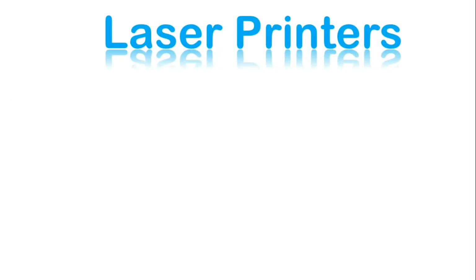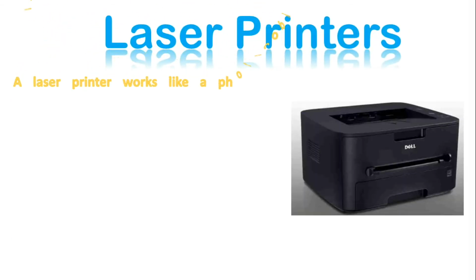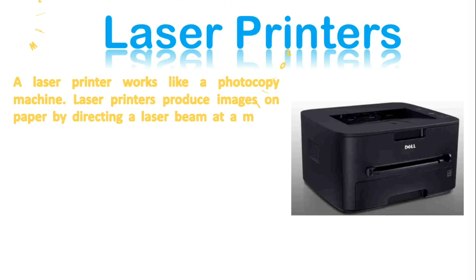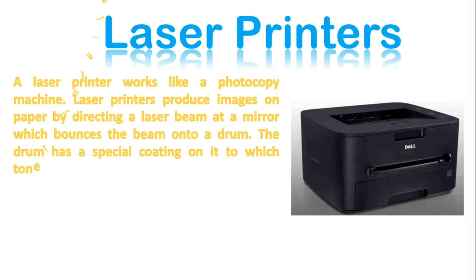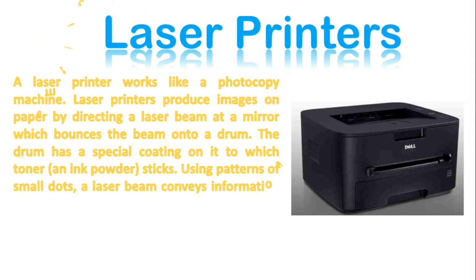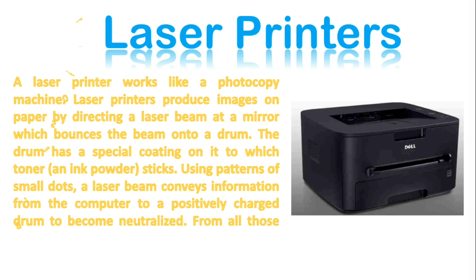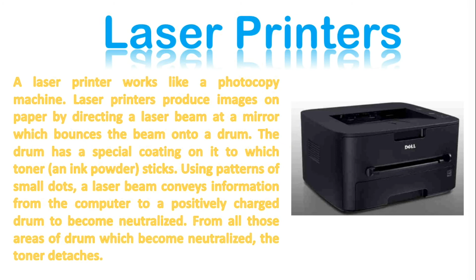Laser printers. A laser printer works like a photocopy machine. Laser printers produce images on paper by directing a laser beam at a mirror which bounces the beam onto a drum. The drum has a special coating on it to which toner, an ink powder, sticks. Using patterns of small dots, a laser beam conveys information from the computer to a positively charged drum, causing parts of it to become neutralized. From all those areas of the drum which become neutralized, the toner detaches.